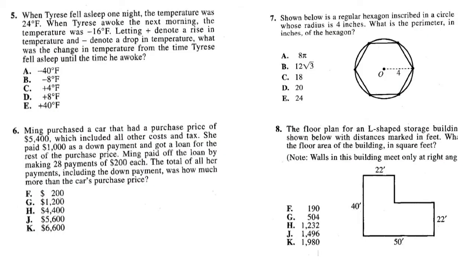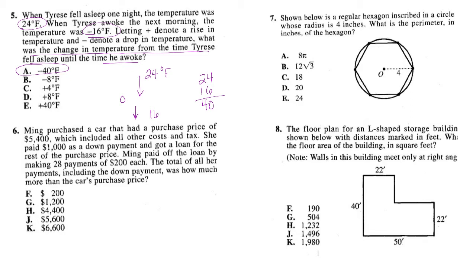Okay, so for number 5, when Tyrese fell asleep, the temperature was 24 degrees, and when Tyrese woke up the next morning, the temperature was negative 16. So what was the change in the temperature from the time Tyrese fell asleep till he woke up? So he started at 24 degrees Fahrenheit, and so it had to drop 24 to get to 0, and then it dropped from that 0, it dropped another 16. So 24 plus 16 is going to give us 40. So it dropped 40 degrees while he was sleeping. All right, moving on to our next problem.